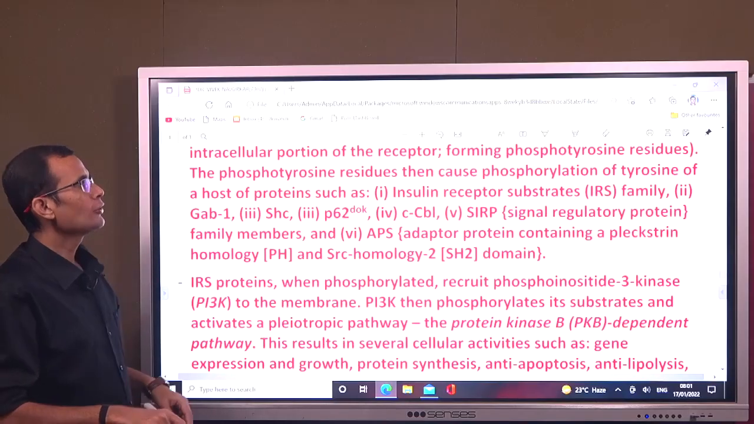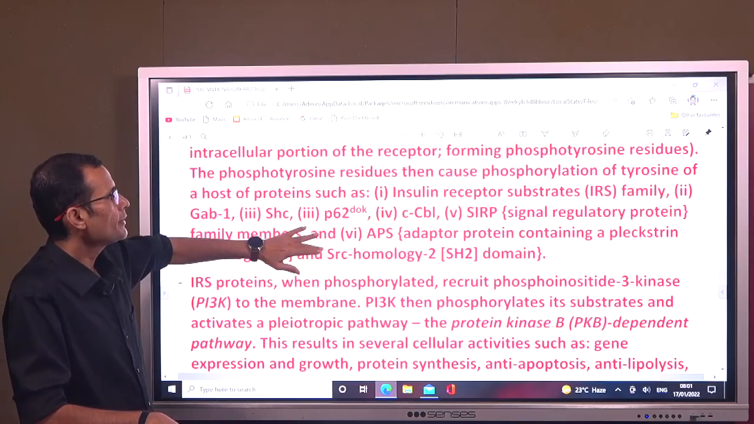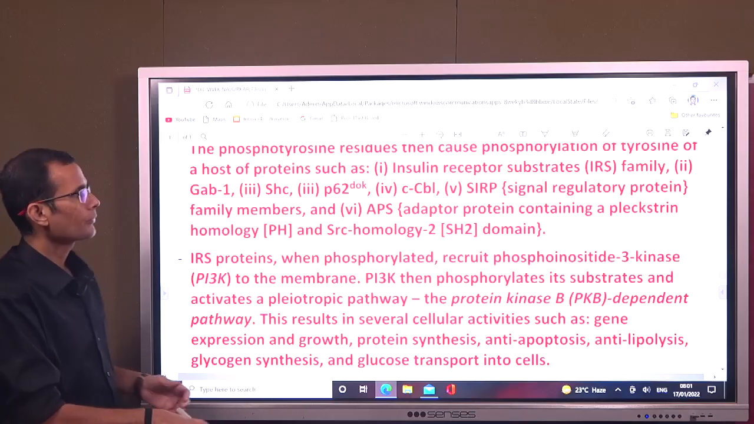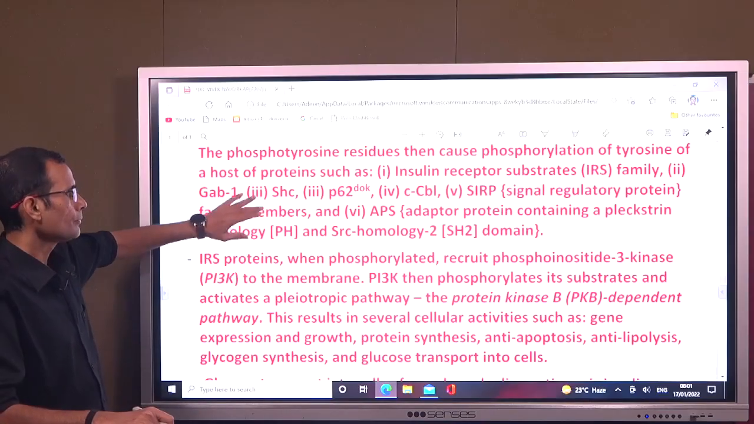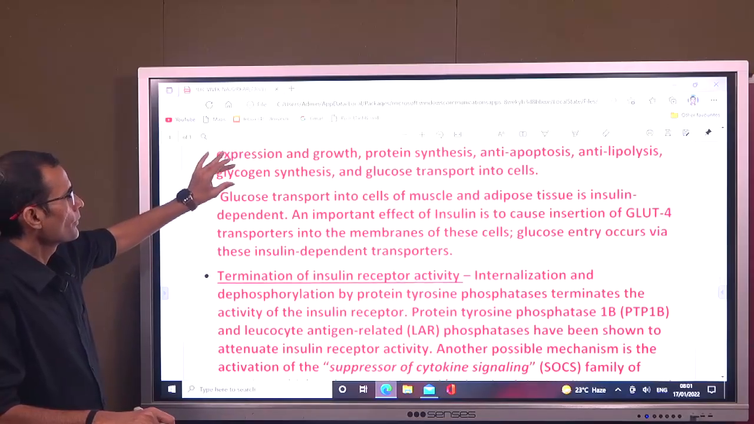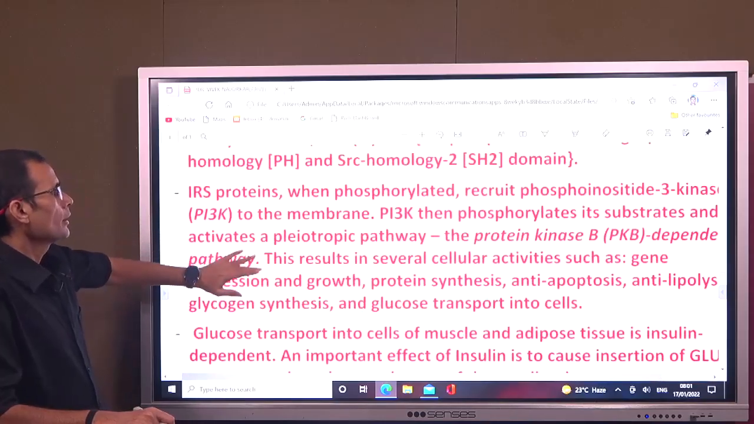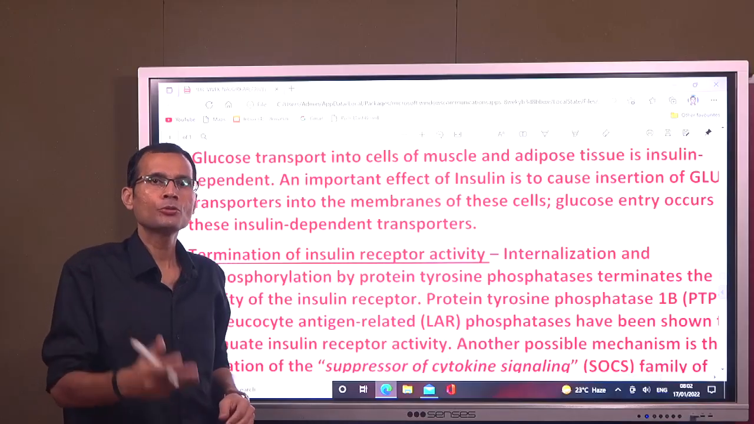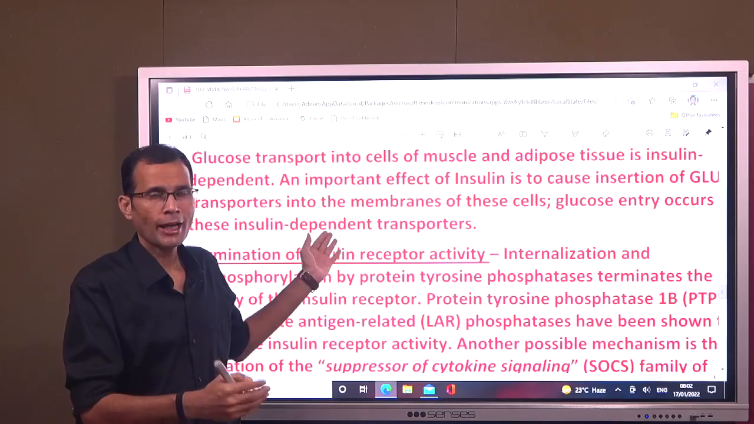What are those proteins? Insulin receptor substrates, the IRS family, GAB1, SHC, P62-DOC, SIRP, that is signal regulatory protein. These are all the targets of the insulin action. Right, so that's how insulin acts. Next, glucose transport into, now insulin is going to act on the target cell.